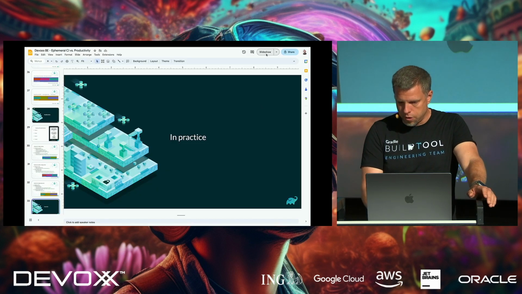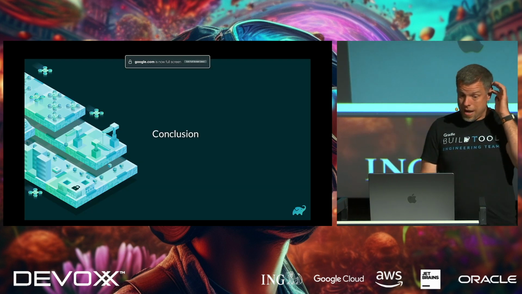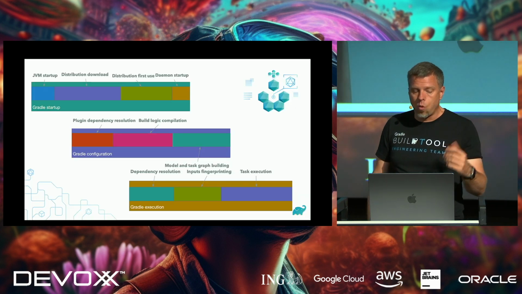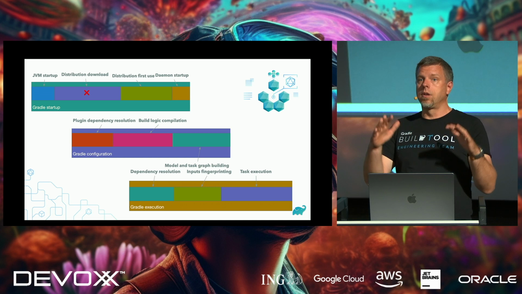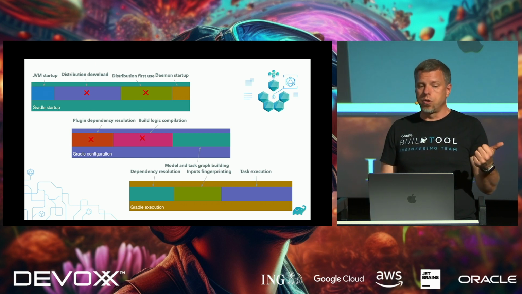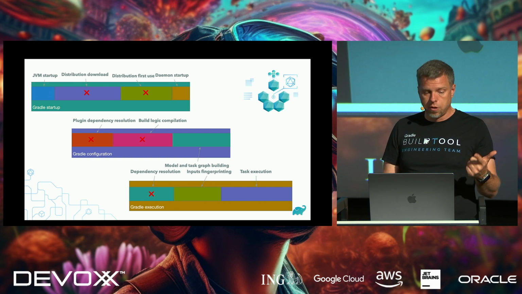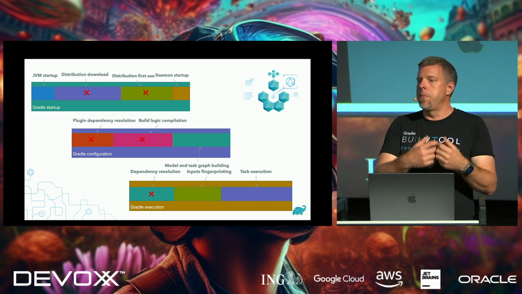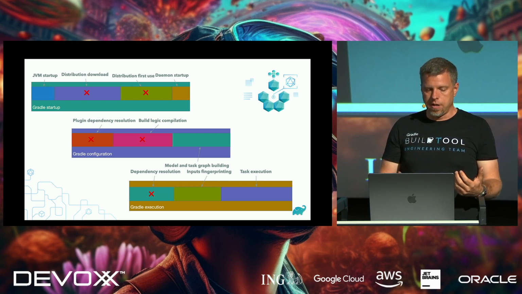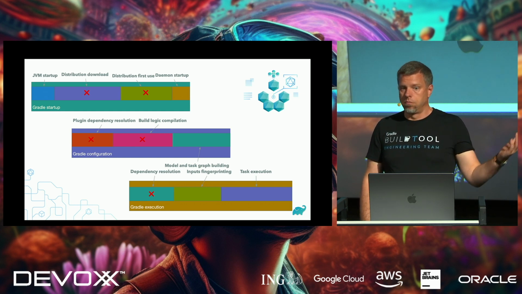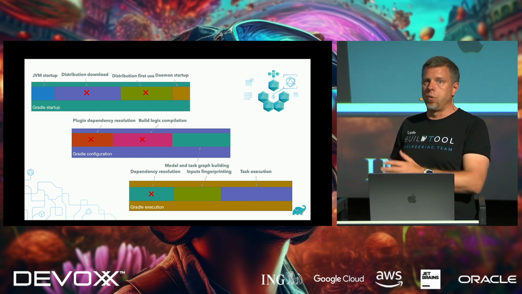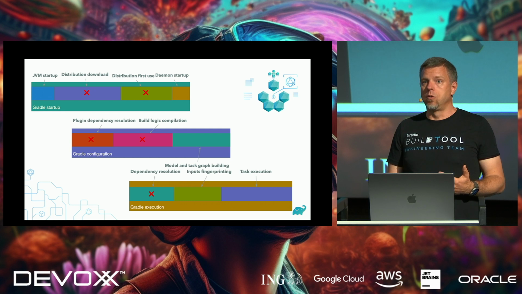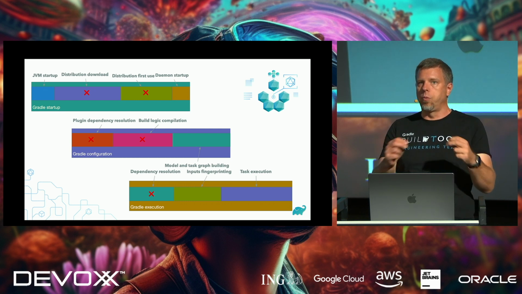So if I go back to the presentation, what does that mean? Well, it means that if you're smart, spend the time and do the measurement, you can get quite a number of things for free, even in your ephemeral CI environment, like no distribution download anymore, no distribution first use cost, no plugin dependency resolution. We will still need to compute a dependency graph, but that will be based on already downloaded binaries. No more build logic compilation. If you don't change the build logic, that step will be completely skipped thanks to the caching. And similarly, no more dependency resolution.